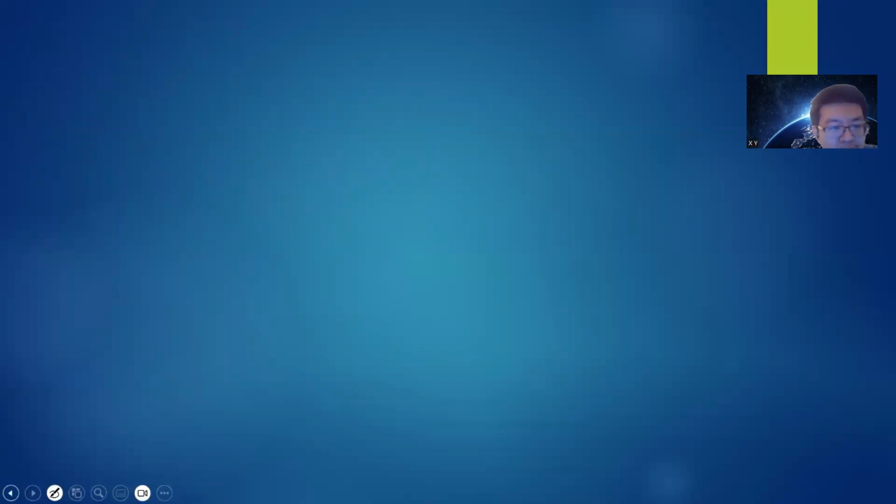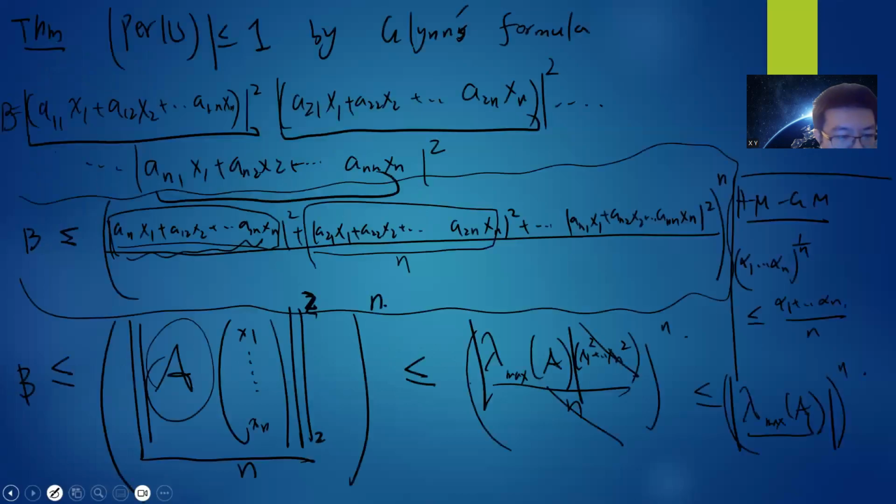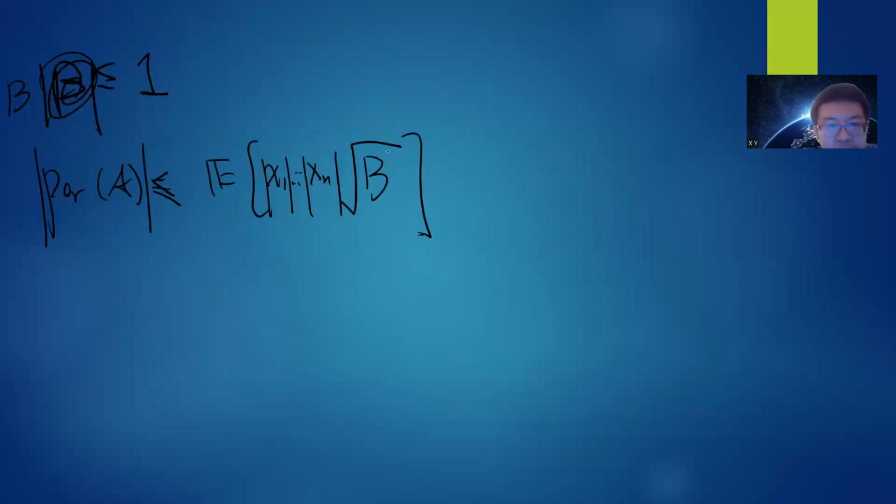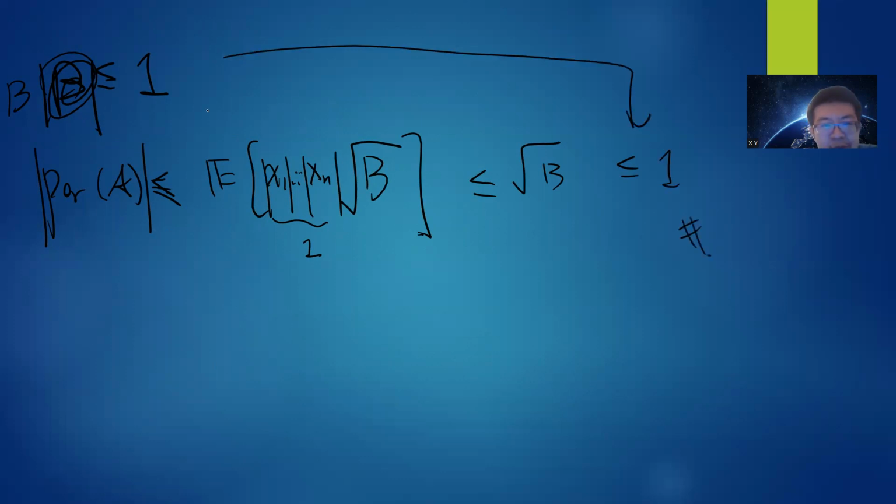Because B, right, let me go back to the page. So this B is this, right? So the square root of B, the magnitude, is the norm of this product term, right? So I can freely say that, and all these are 1, right? So it's bounded by the square root of B. Bounded by 1. By definition, right?